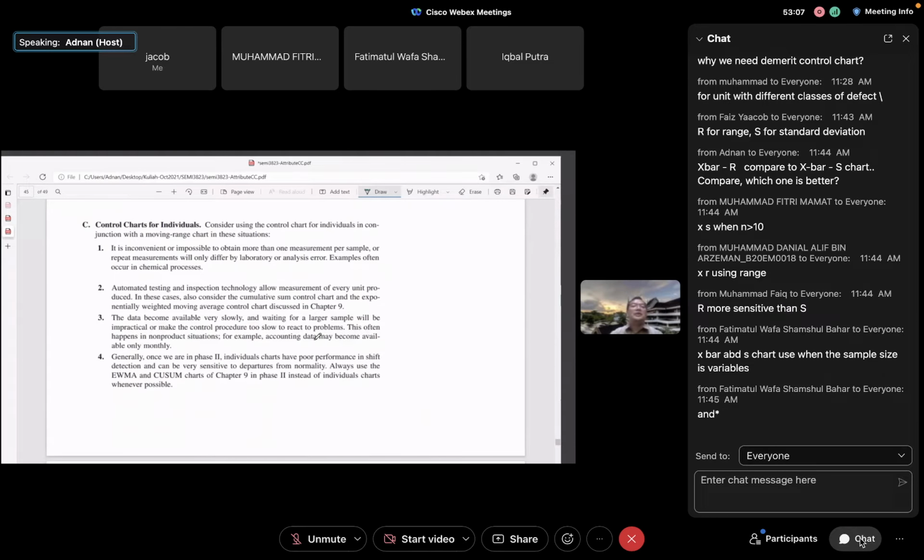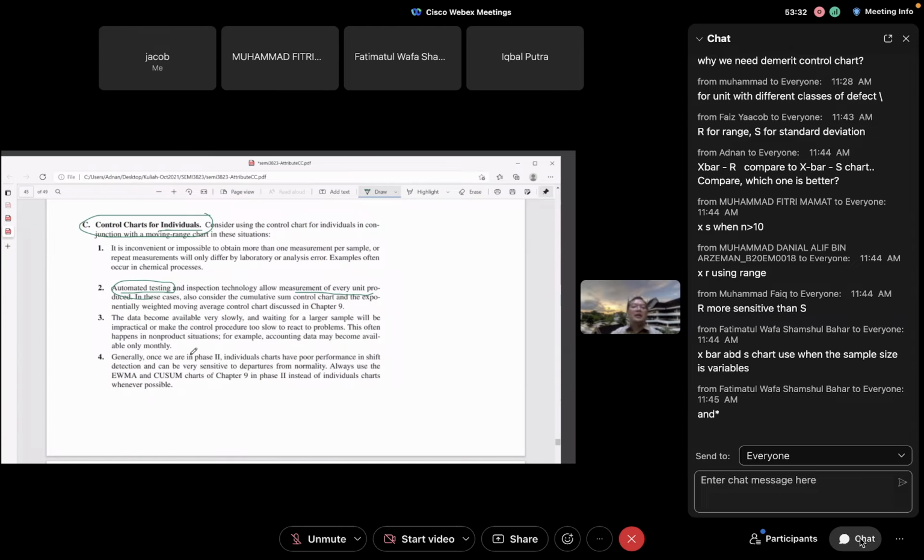Also, the control chart for individuals. We have discussed this earlier. We use individuals especially with automated inspection, where you are monitoring individual units. Automated inspection and testing allow measurement of every unit, so we can use the control chart for individuals. We have learned all this.